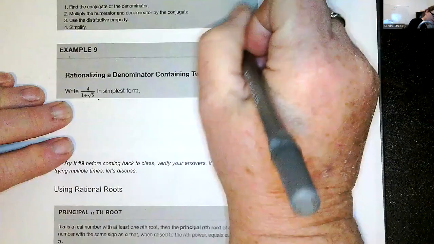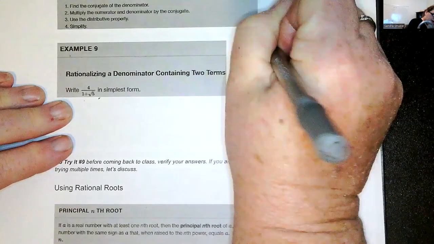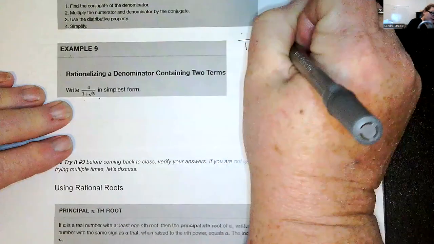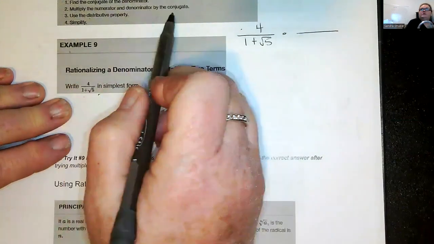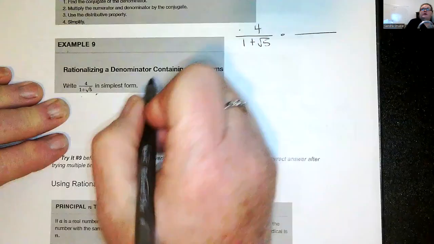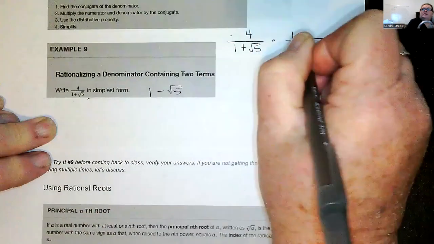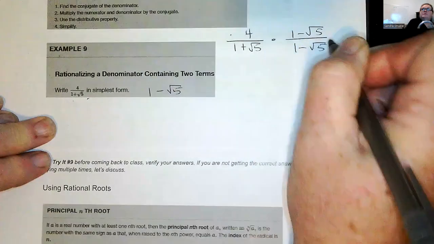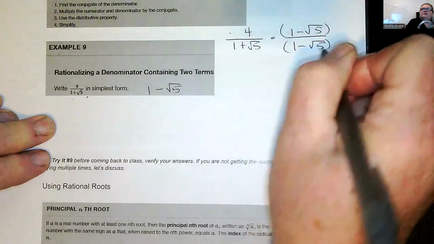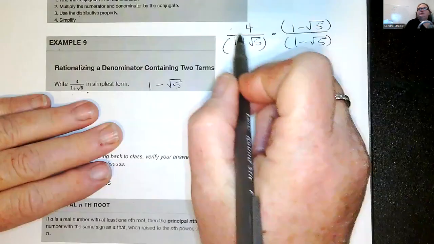So let's write that. 4 divided by 1 plus the square root of 5. And the directions are telling us to multiply the numerator and denominator by the conjugate. The conjugate of 1 plus the square root of 5 is 1 minus the square root of 5. So that's what I'm going to do. 1 minus the square root of 5, 1 minus the square root of 5. I'm going to put parentheses around this so it makes more sense of what we're doing. Okay. And then we're going to distribute.